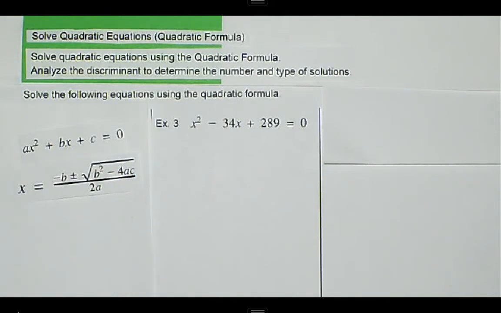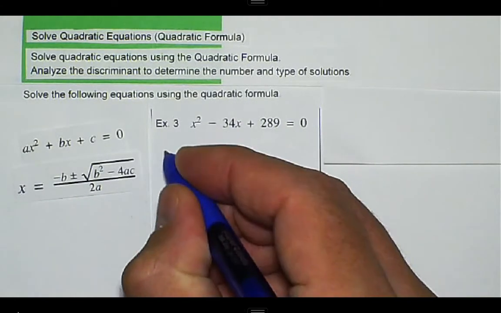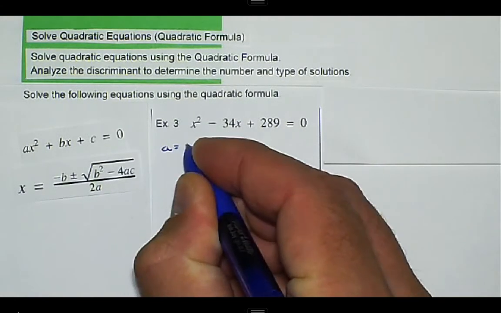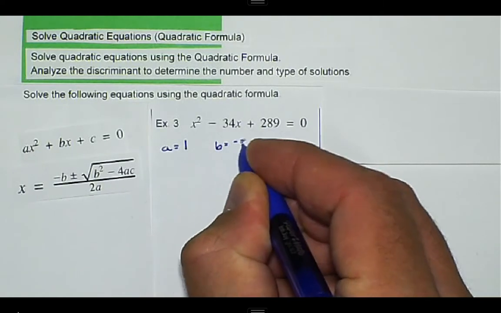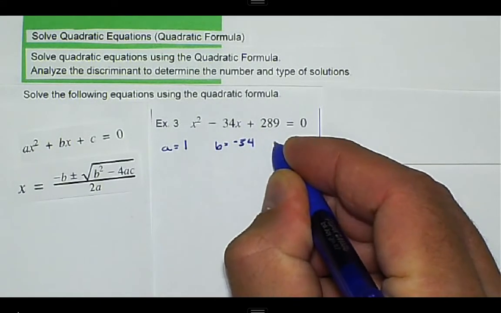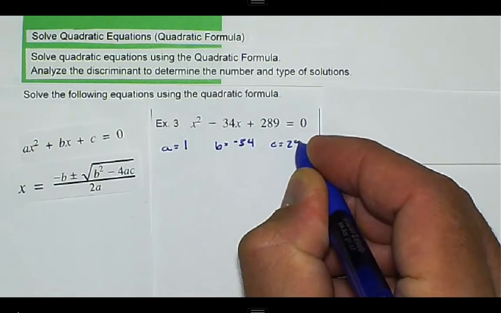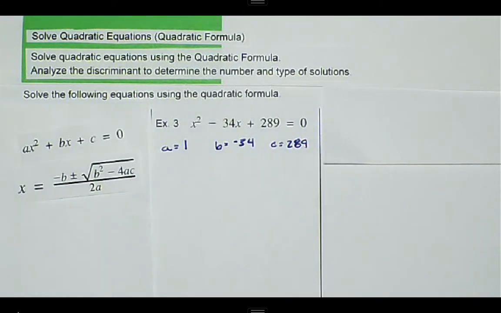substituting values in. So our A value is going to be equal to 1. The B value is equal to negative 34. And the C value is equal to 289. So now we can work on just substituting those values in.